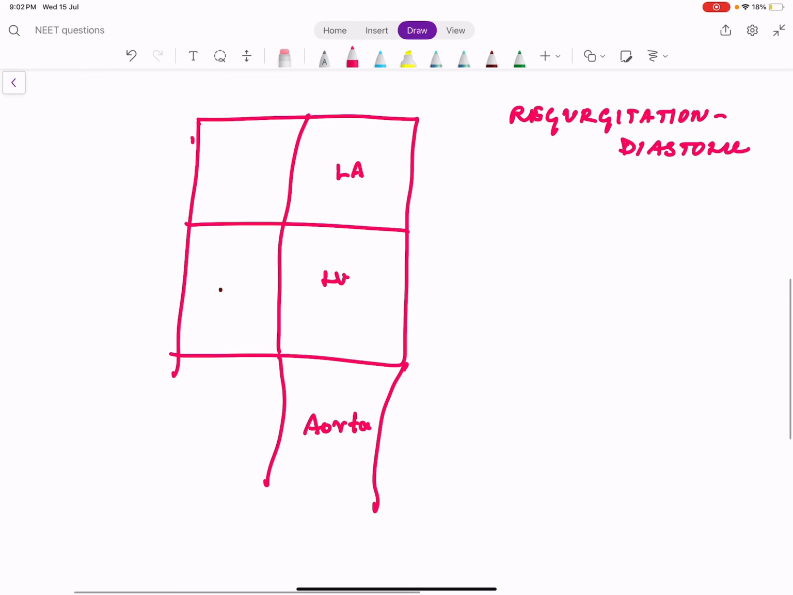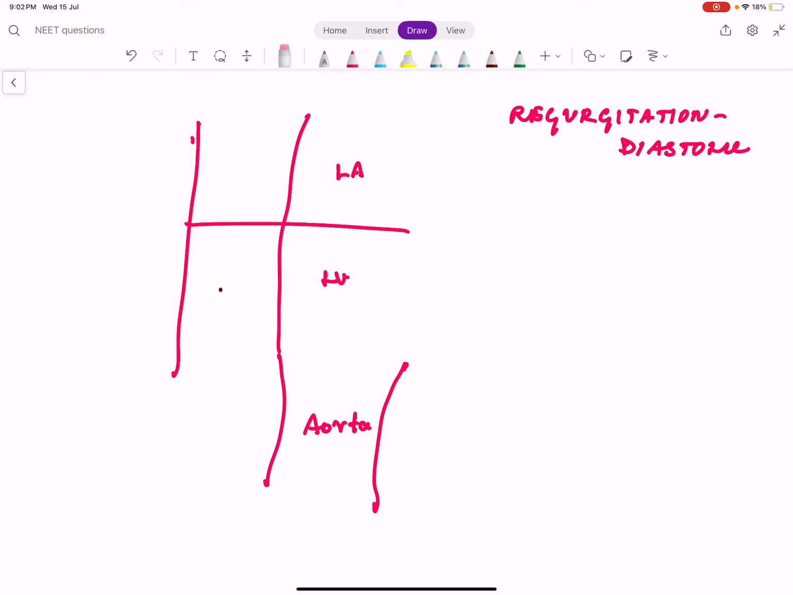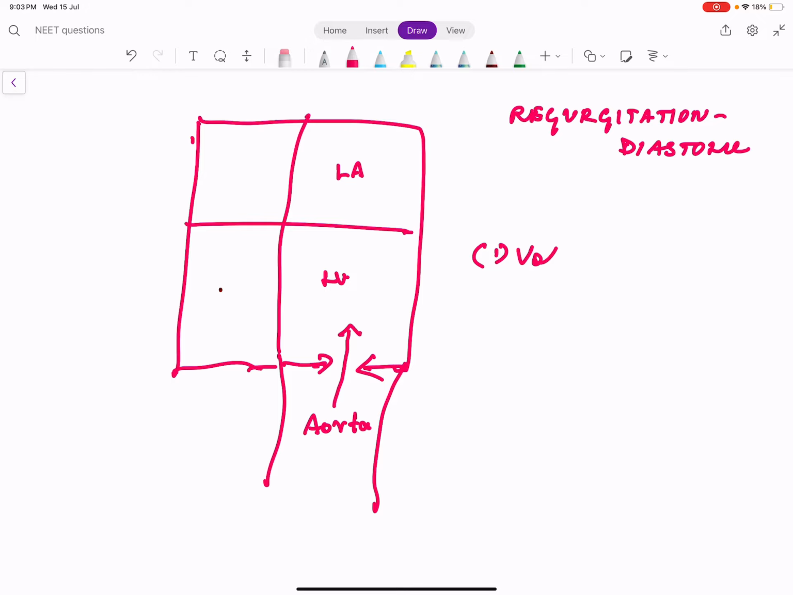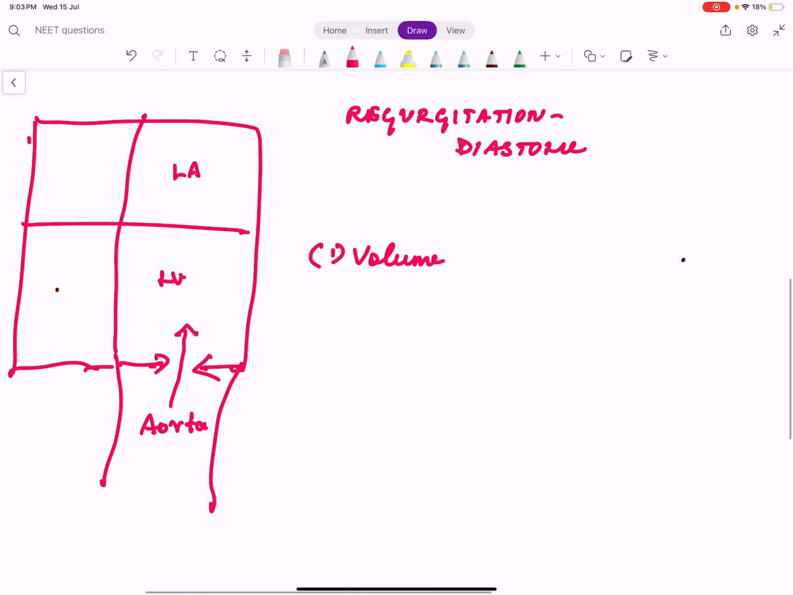So what happens here? Normally, during left ventricular diastole, the aortic valve should close completely and it should not allow any blood flow from the aorta to the left ventricle. But in regurgitation, what happens? There is a small gap. So during diastole, the aortic valve does not close completely. So some blood from the aorta will come back into the left ventricle. This leads to increased volume of the left ventricle. So in due course, it leads to volume overload hypertrophy or volume hypertrophy.